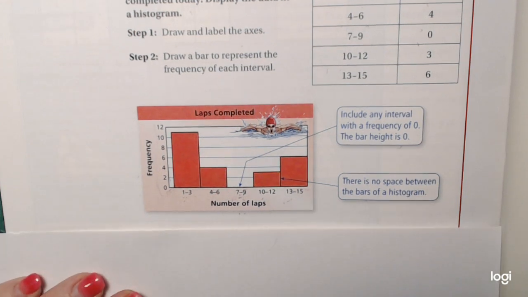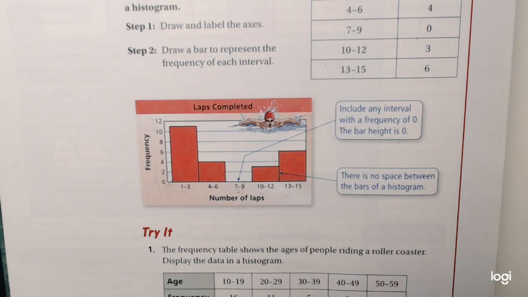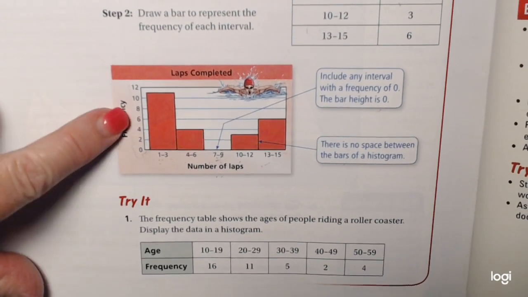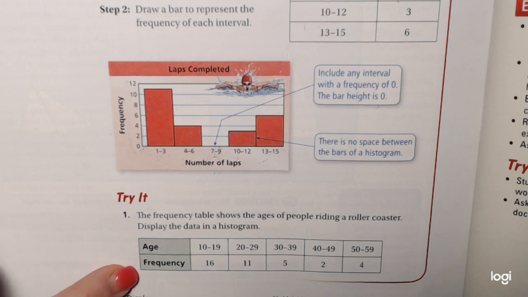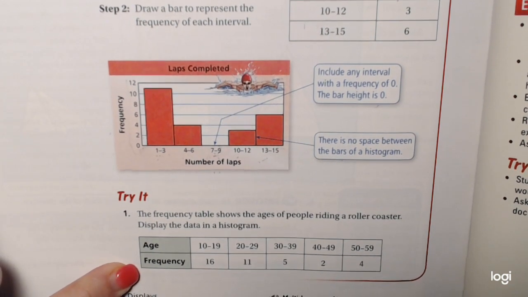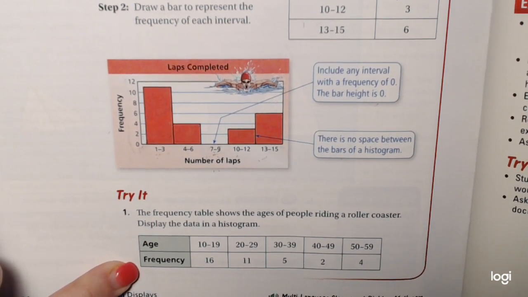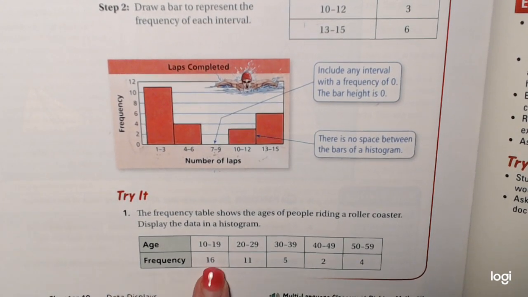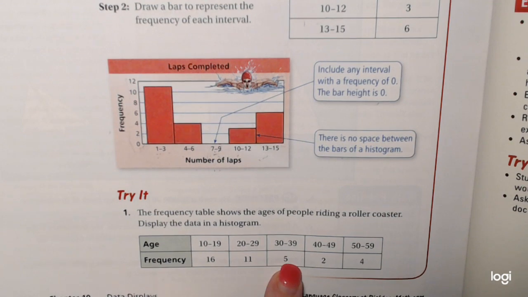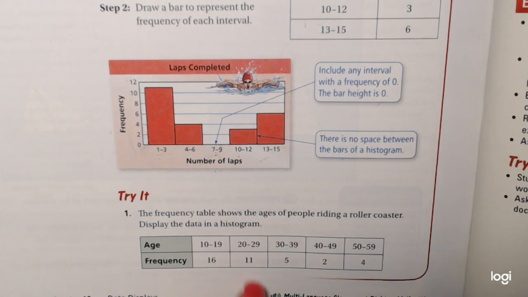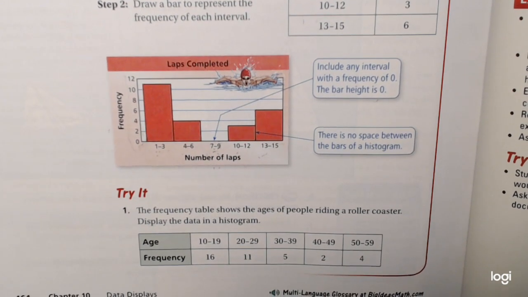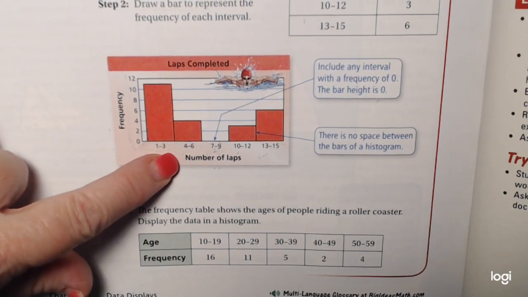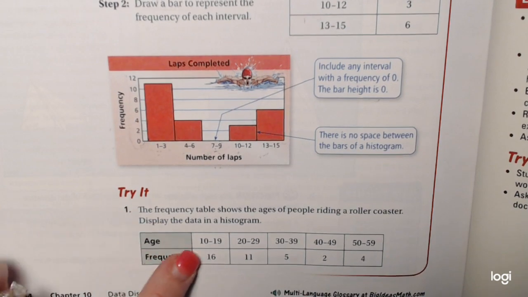So what I mean by that is you are going to look at this information right here, and you are going to make a histogram with this information. The information says the ages of people riding a roller coaster. So you have ages here. You have the data here, frequency of how many people in that age range. So what I would like for you to do is I want you to make a histogram that looks similar to this, but you're going to use these labels and these numbers.